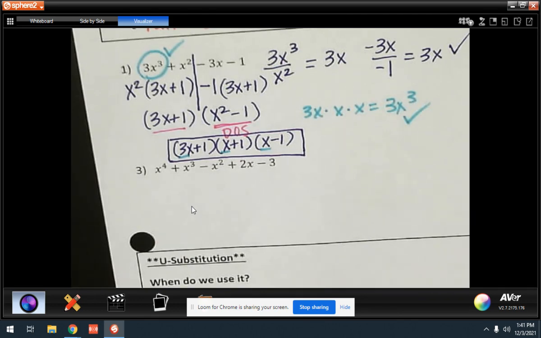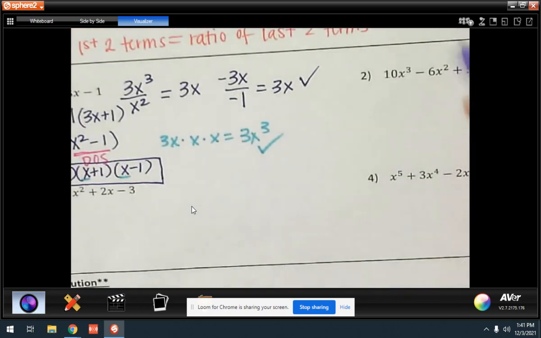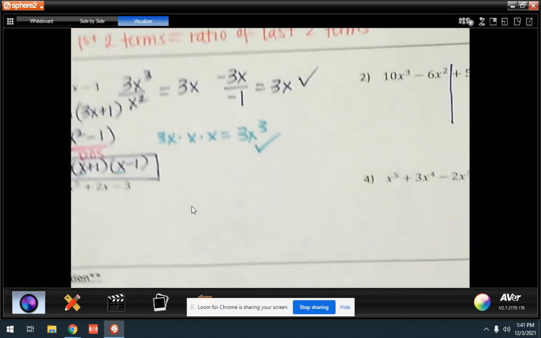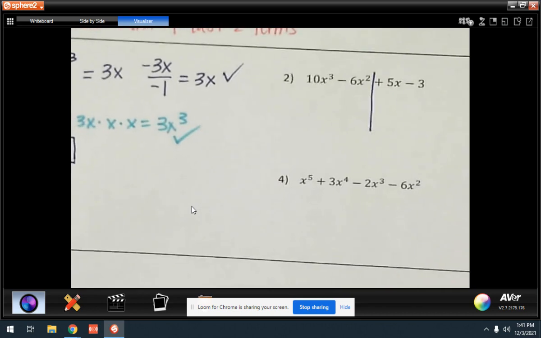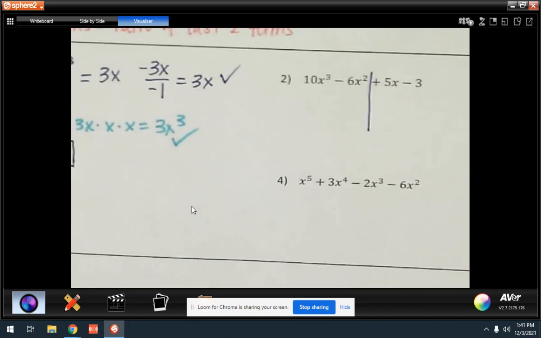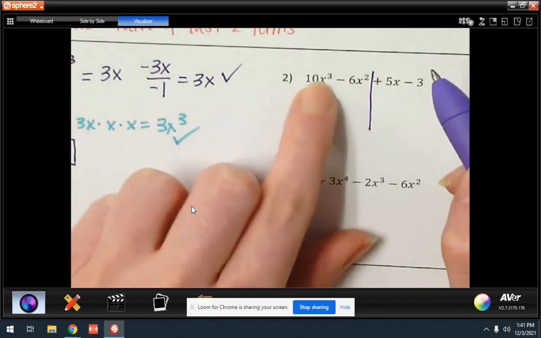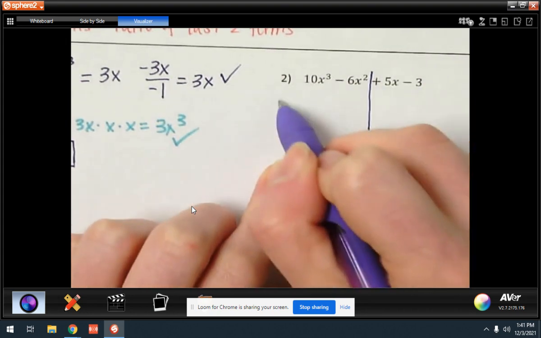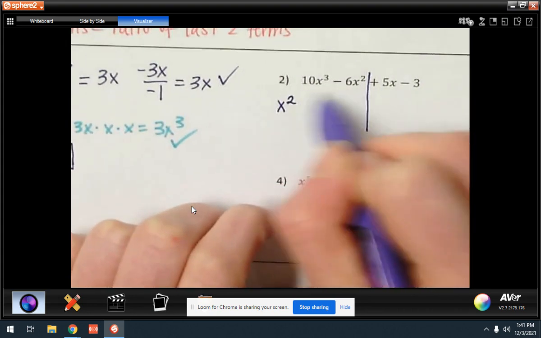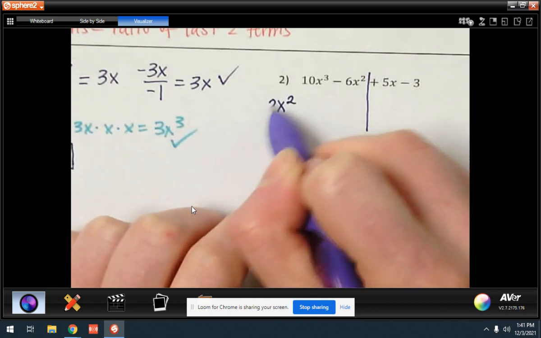Okay, moving on to number 2. We've got 4 terms, so I try to factor by grouping. Draw a line right down the middle. I'm definitely going to have an x squared in common, and also a 2 between the 10 and the 6.